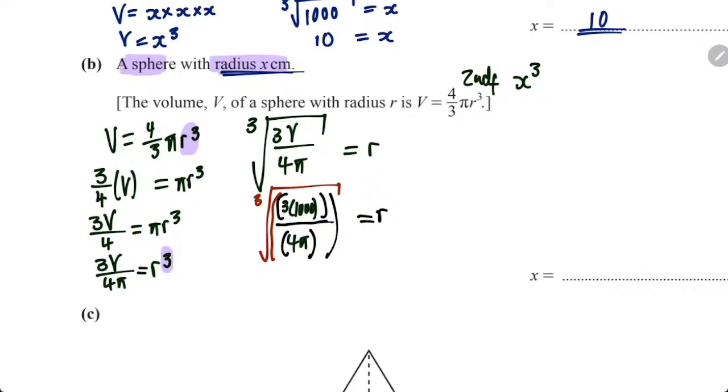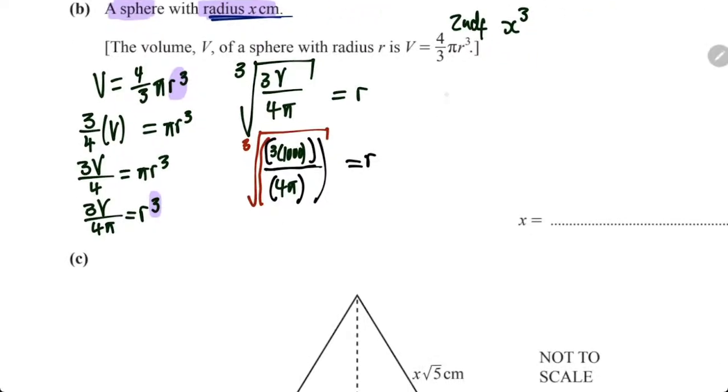What is your r? Pardon? 2.89 centimeters is your r or x, because they say it's the radius, so it's 2.89.